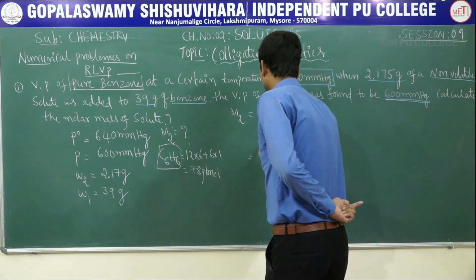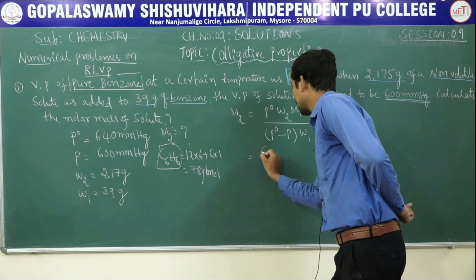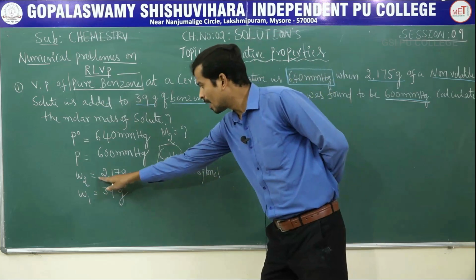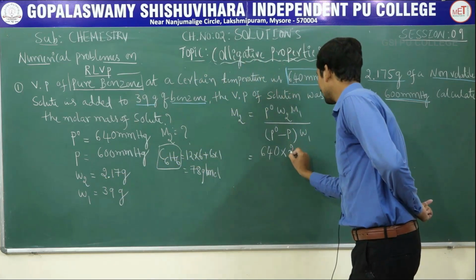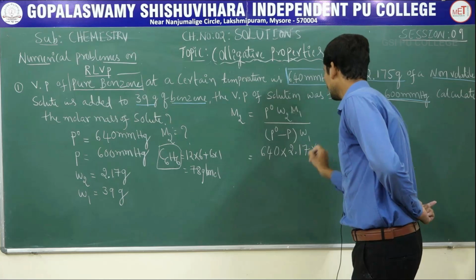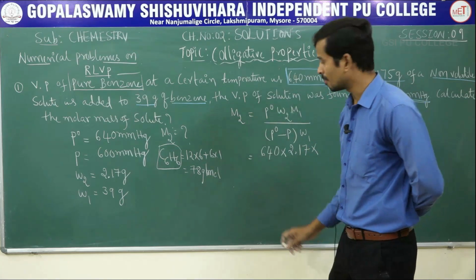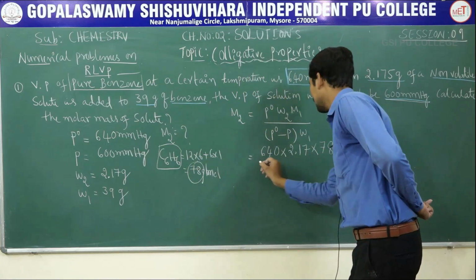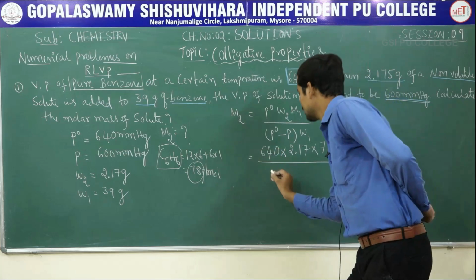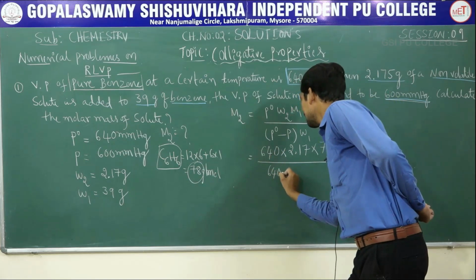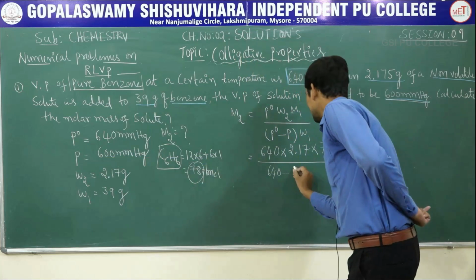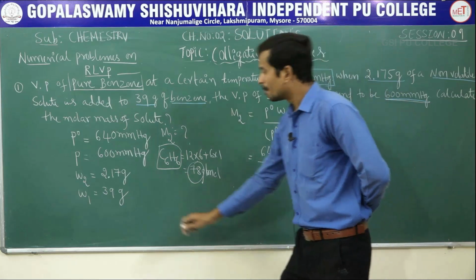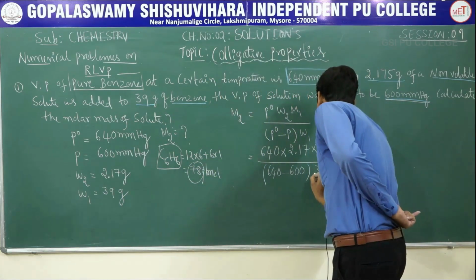Suppose we substitute: P0 is equal to how much? 640, into W2, which indicates the mass of solute, 2.17. M1 indicates the molecular mass of solvent. The benzene is 78 gram per mole. 78 divided by P0 640 minus P, the vapor pressure of solution, 600, into W1, which indicates the mass of solvent, 39 gram.